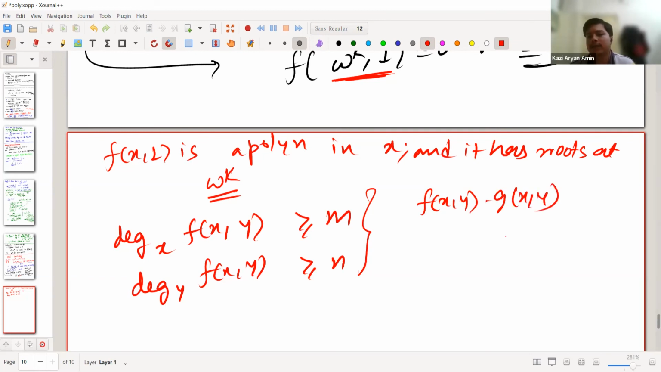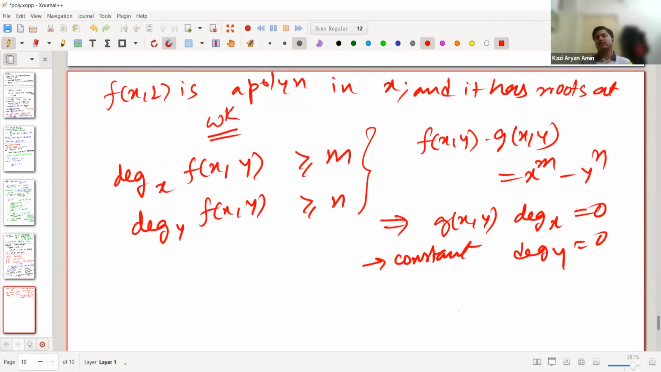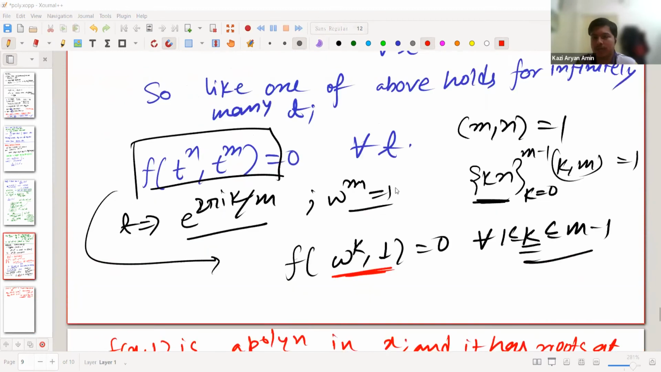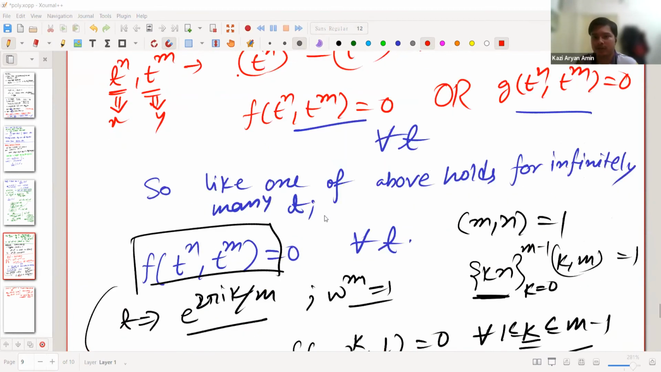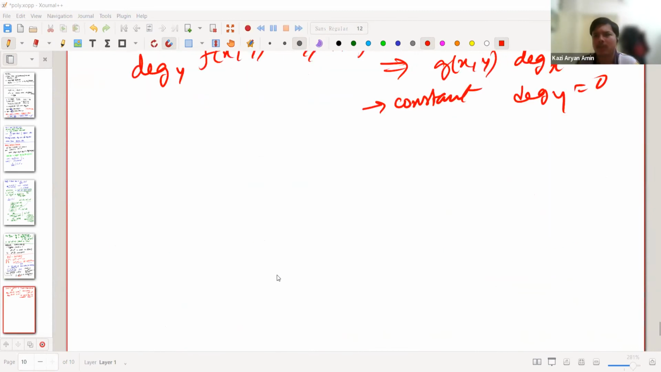But wait, we had f of x comma y times g of x comma y equal to a polynomial where the x degree is m and the y degree is n, right? So this basically forces g of x comma y to have x degree equal to 0 and y degree equal to 0. It just basically means constant. So does that make sense? I kind of rushed over the proof, but I hope the details are clear. Yes. So this is actually a very useful thing to keep in mind: useful substitutions and using roots of unity in this kind of situation.